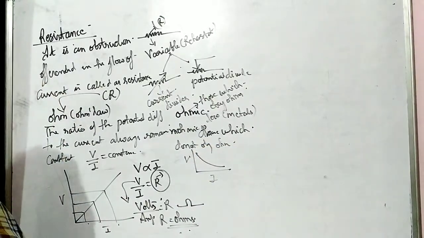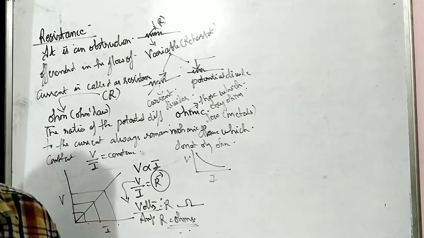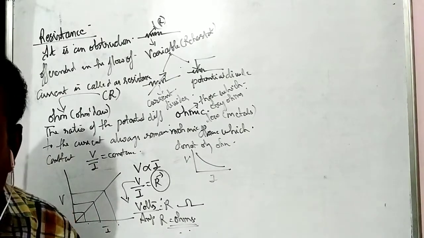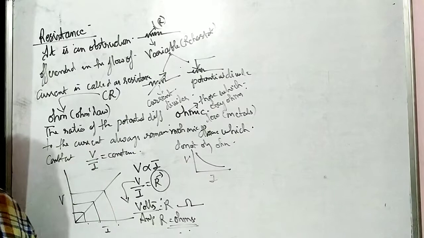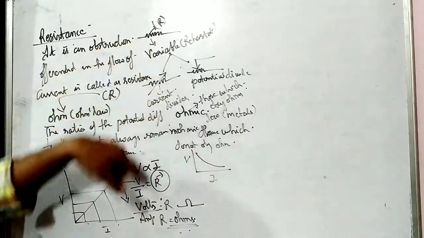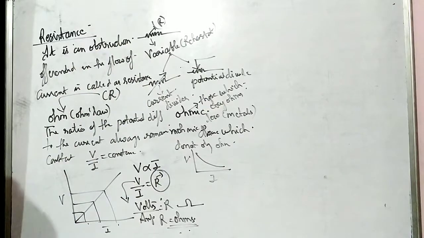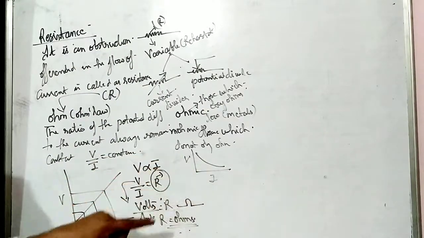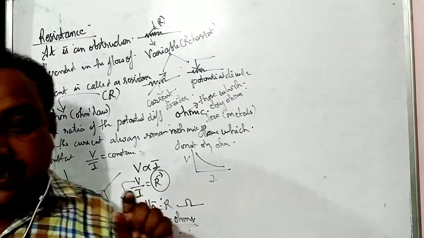On increasing the current, the potential is decreasing. Instead of increasing, it will go on decreasing. It will not be in a proper form. That means that it is a variable, non-ohmic conductor.